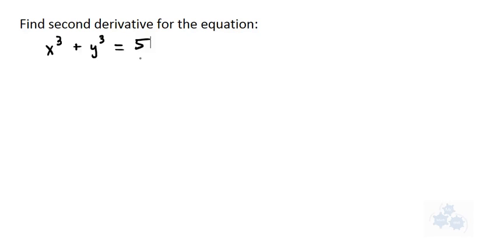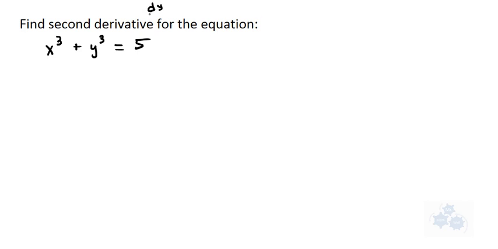Okay, so for this question, you have to find the second derivative. So we have to find the first derivative, and then take the derivative of that. Because y and x are all mixed up, it's not easy to separate y with this cube. So we're going to differentiate implicitly, right? Implicit differentiation. Again, we're trying to find the second derivative with respect to x.